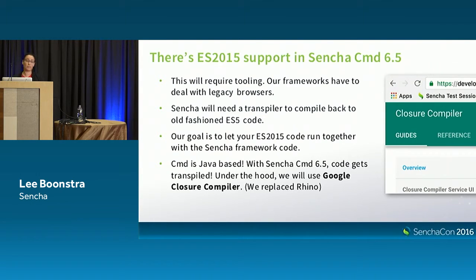Sencha CMD did make some changes under the hood. Before we used Rhino, and now we're making use of the Google Closure compiler. That is the reason why we can transpile the code. We have to transpile the code because we still support Internet Explorer 8, 9, 10, and 11. So in those cases we use old ECMAScript 5 code that the transpiler created for us.